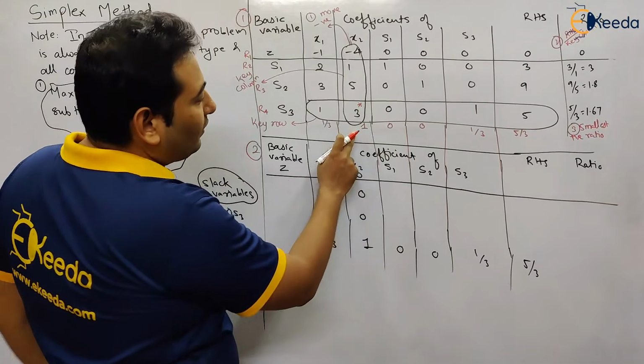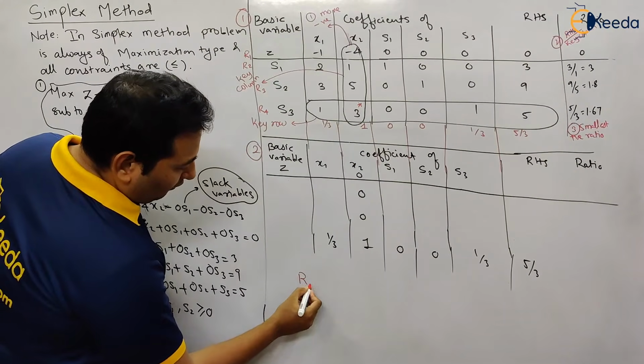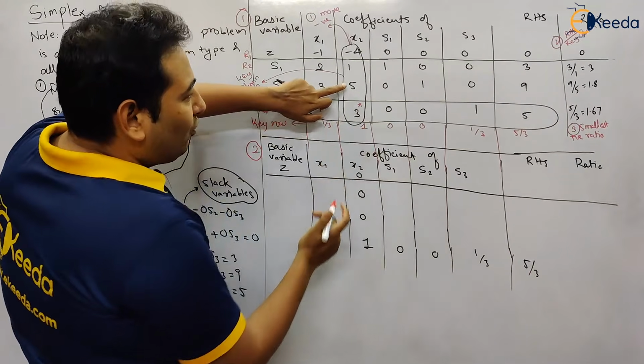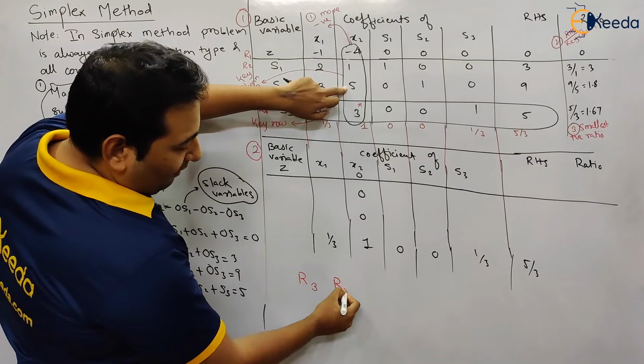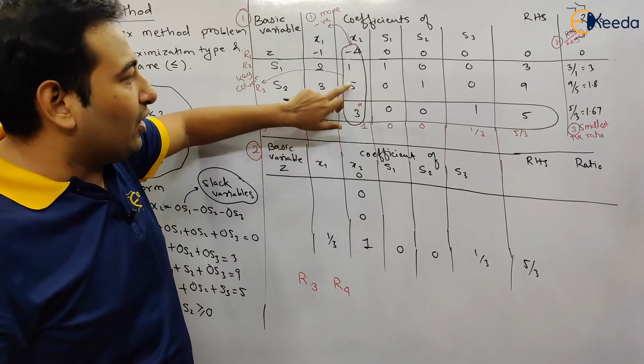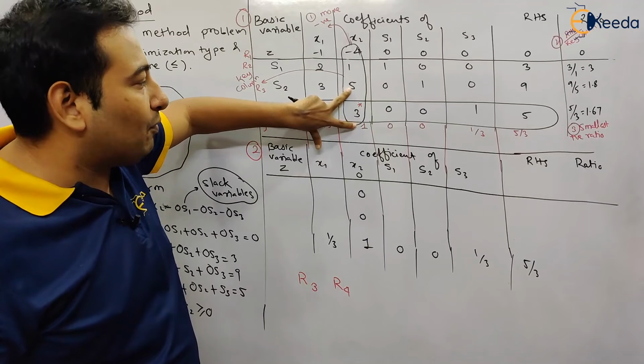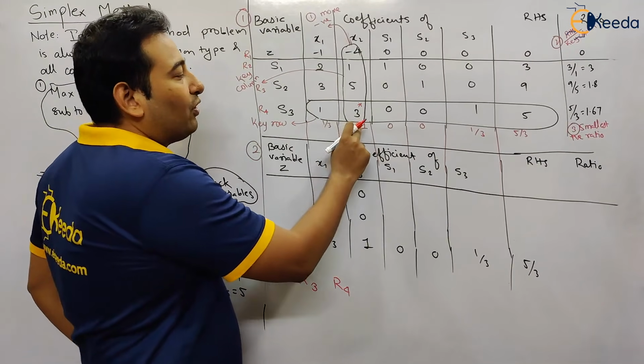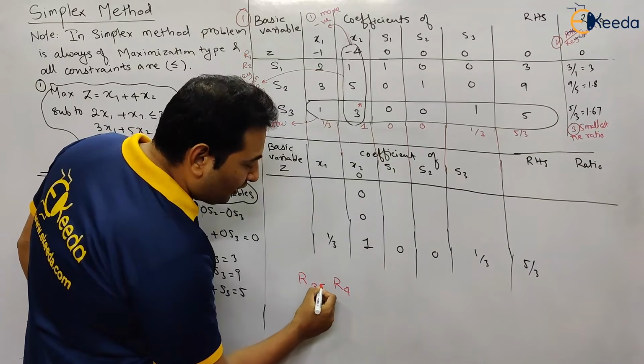See here, you want to make R3 0 with the help of R1, R4. You want to make this term 0 with the help of this row. So this is your R4, you want to make R3 0. So what needs to be done?